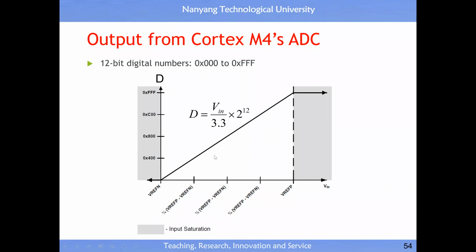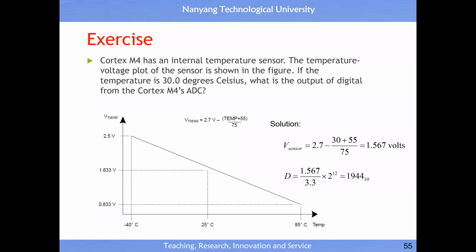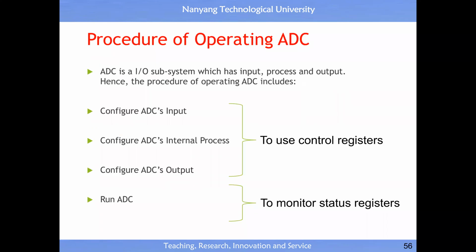So then you have this straight line. It's quite straightforward. So this is a homework: you do the exercise and verify this result is correct. All right. Okay, then how to operate this super microcontroller?